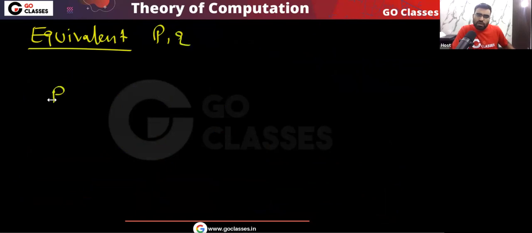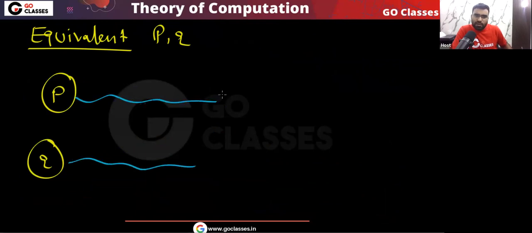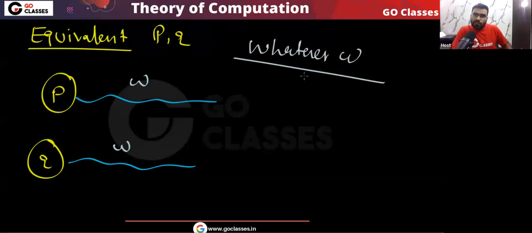But remember this point: when can I say two states P comma Q are equivalent? Equivalent simply means whatever string you take, both will go to final or both will go to non-final. Yes or no? Is this clear? Whatever W you take, either both will go to final or both will go to non-final.